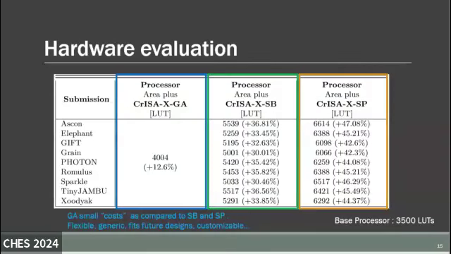In this slide, I will describe the impact of various features of the hardware on the hardware cost, measured by the number of lookup tables (LUTs) on the FPGA. Starting with our baseline processor, it comes in at around 3,500 LUTs. After we introduced the GA instruction set, we saw the size increase about 12.6%, touching the overall of 4K LUTs.